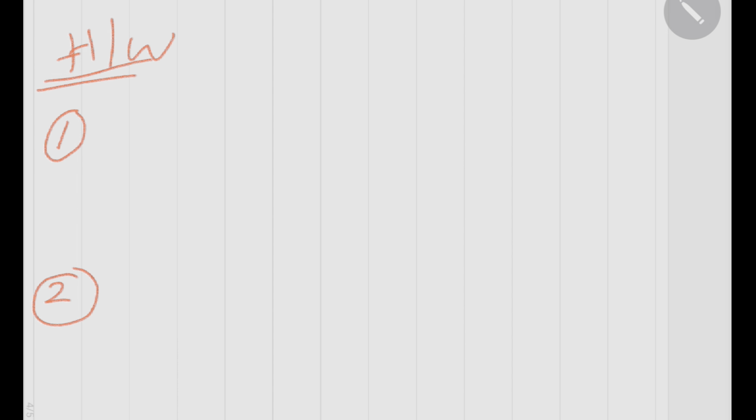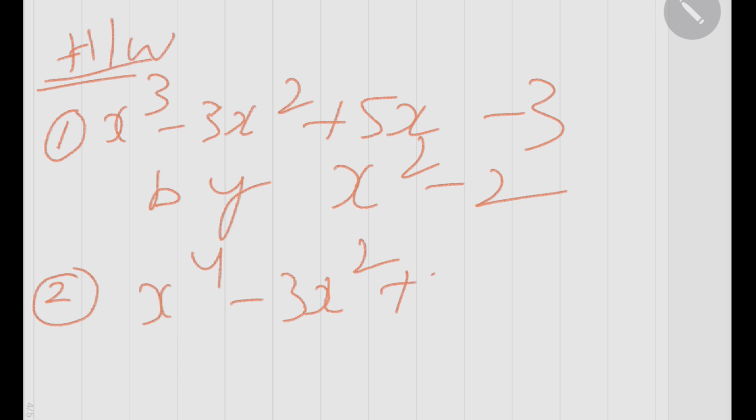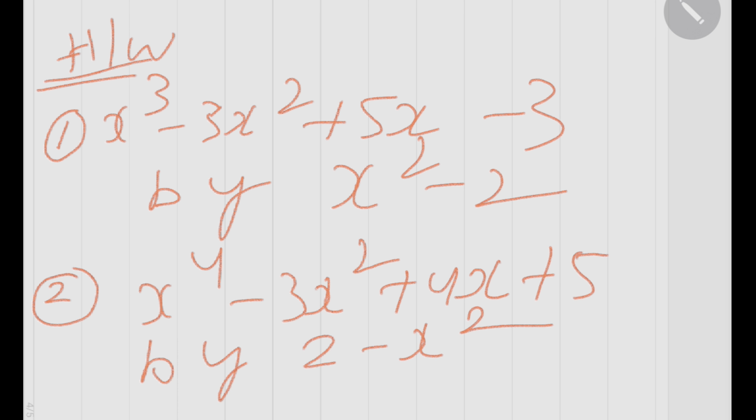Now let us take some homework questions so that you can solve them. One question: divide x cube minus 3x square plus 5x minus 3 by another polynomial, x square minus 2. Second question: x power 4 minus 3x square plus 4x plus 5 divided by 2 minus x square. Do these two as homework.